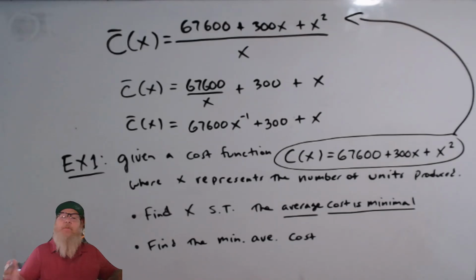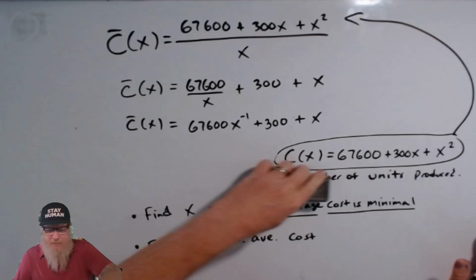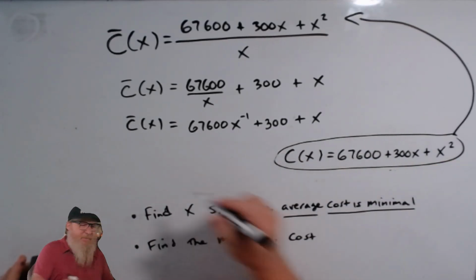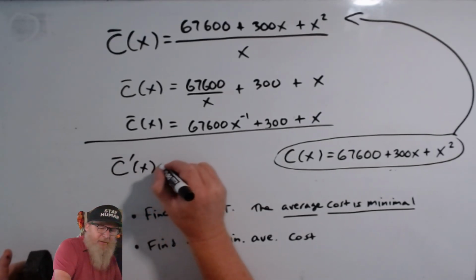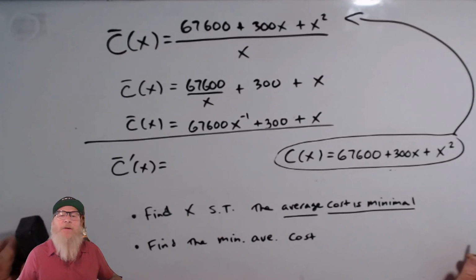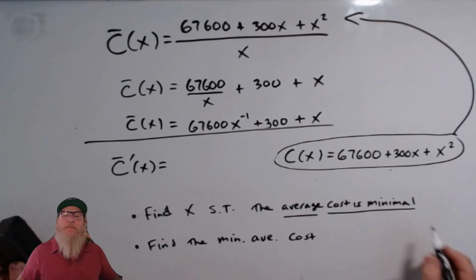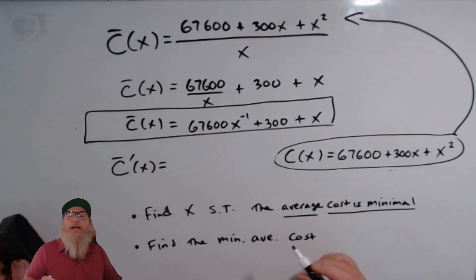I often run out of space very quickly on this board, so let's go to the derivative. So next, find the derivative. This is calculus. This is the main reason why we have spent so much time on derivatives, so that this will hopefully be easy. So you've got your average cost function. Now you want to find the derivative of the average cost function.